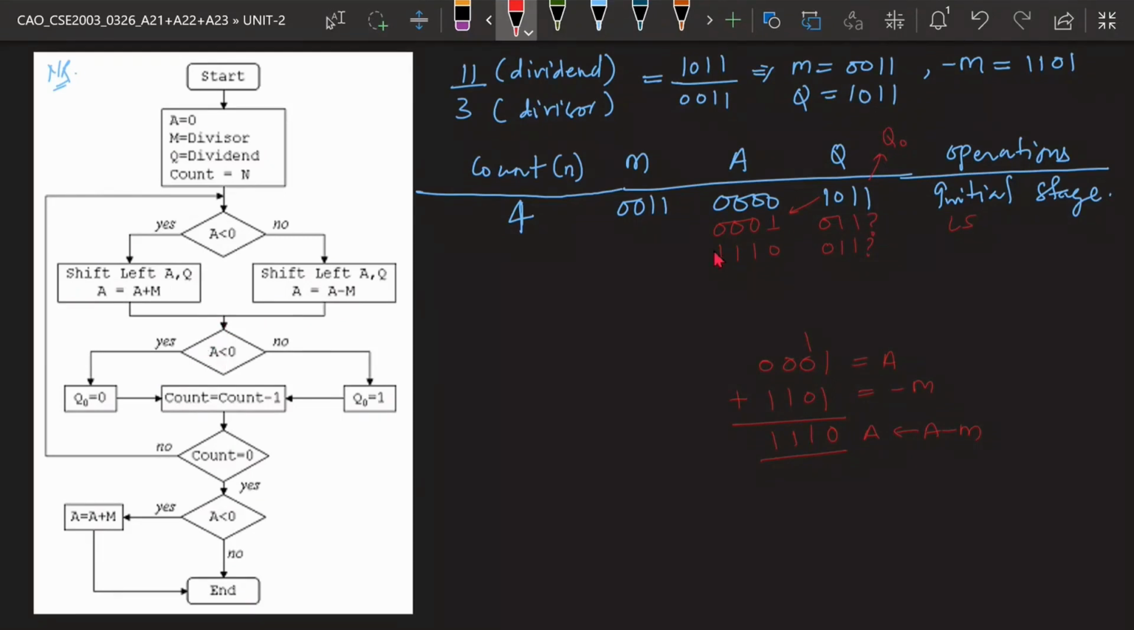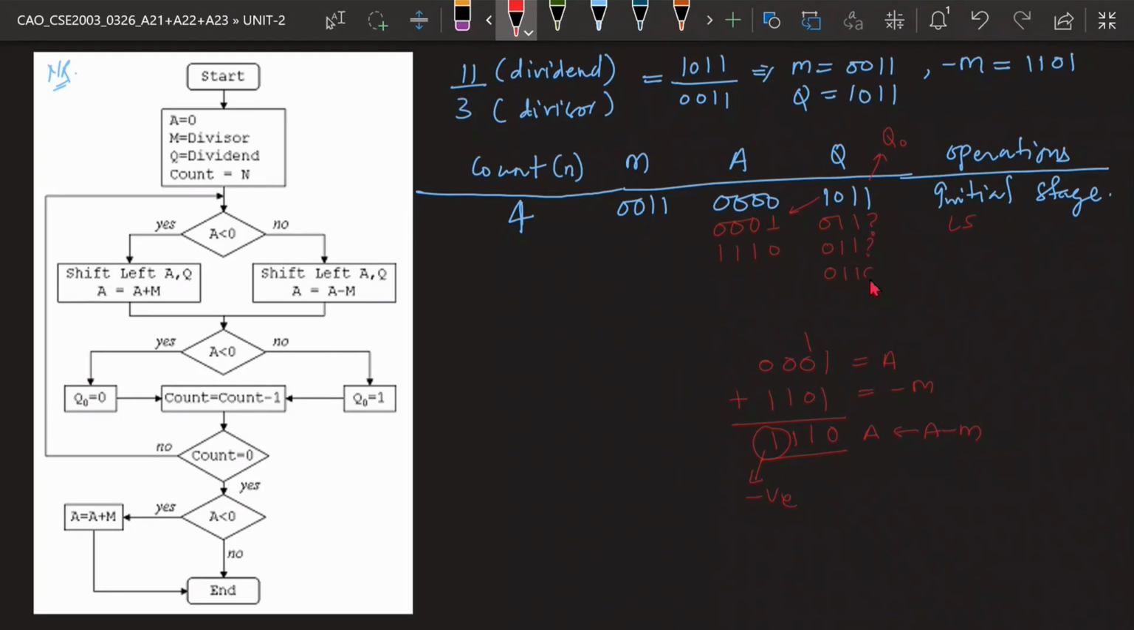Again, the content of A is negative, because the sign bit is 1, so it is a negative number. So A is less than 0. This is satisfied, so we should move to the yes side. The yes side says the Q naught bit should be equal to 0. So it is like 0, 1, 1, and then it comes out to be 0.